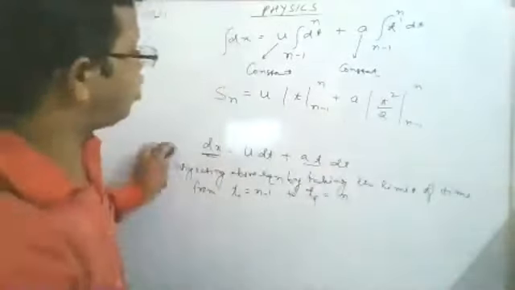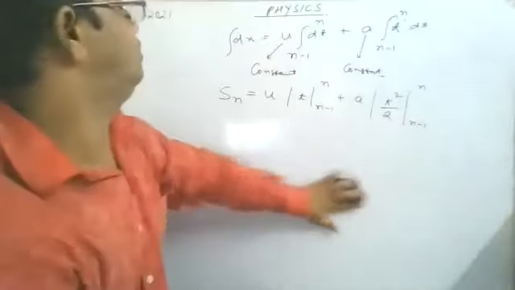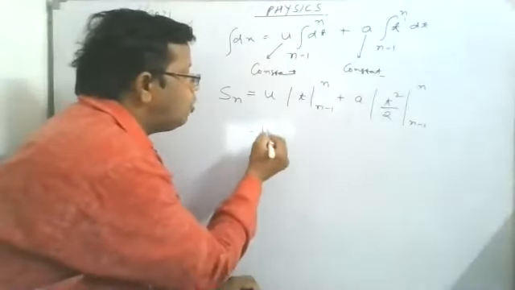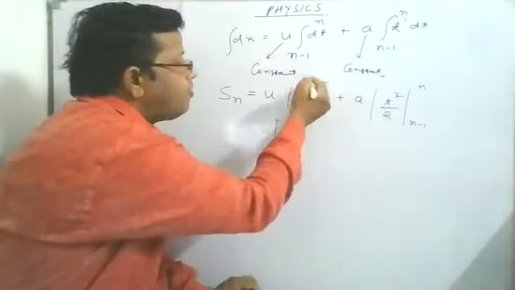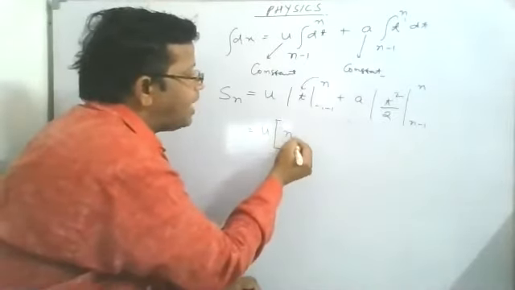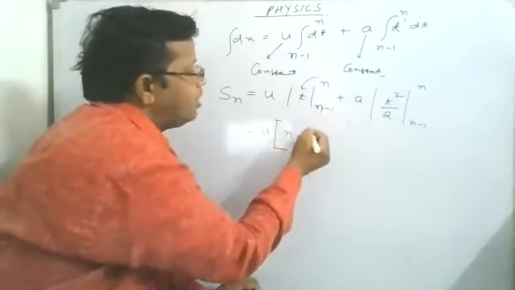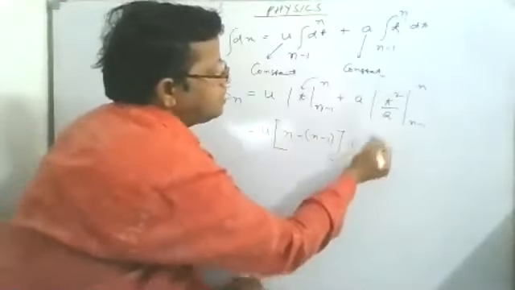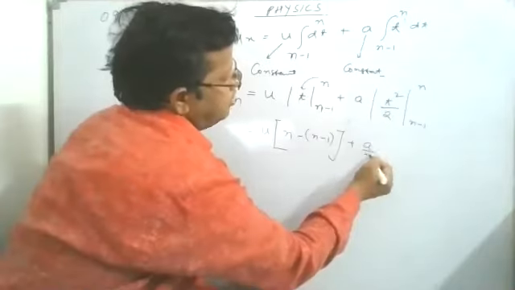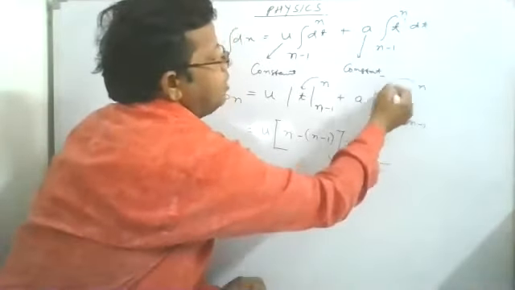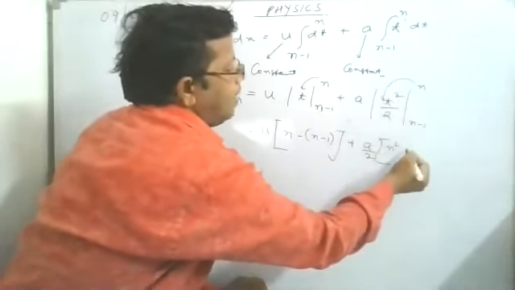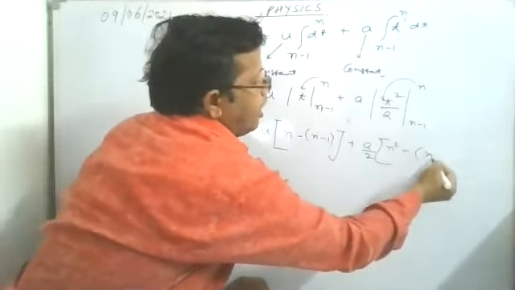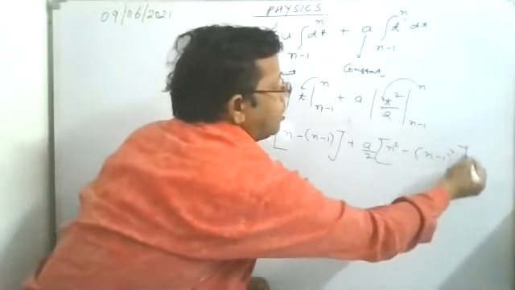Now how will we solve this? See here, beta. You put the upper limit first. What is the upper limit? n. What is the lower limit? n-1. Close this. Plus the constant term a by 2. What is the upper limit? n square, minus what is the lower limit? n-1 whole square.